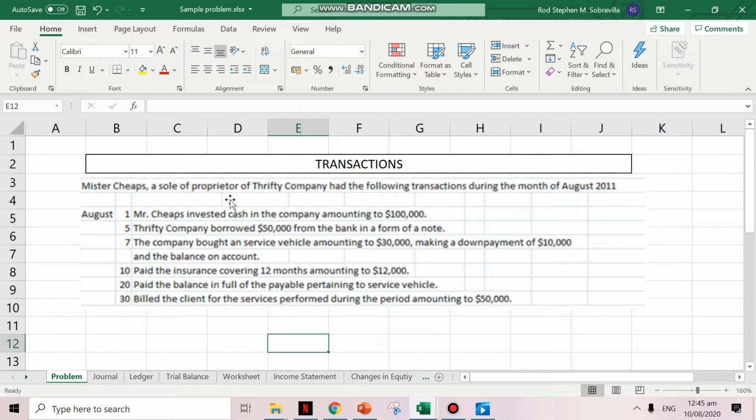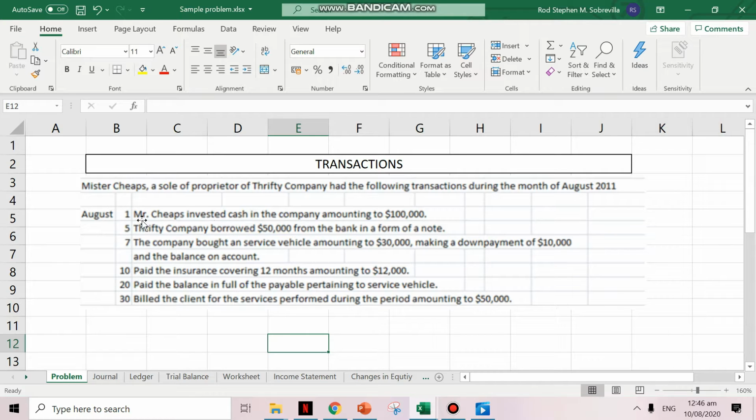Mr. Chips, a sole proprietor of Thrifty Company, had the following transactions during the month of August 2011. For the first transaction, August 1, Mr. Chips invested cash in the company amounting to $100,000. So, as we all know, we use the double entry bookkeeping system. So, at least two of the accounts must be affected. So, let's identify what accounts are those.